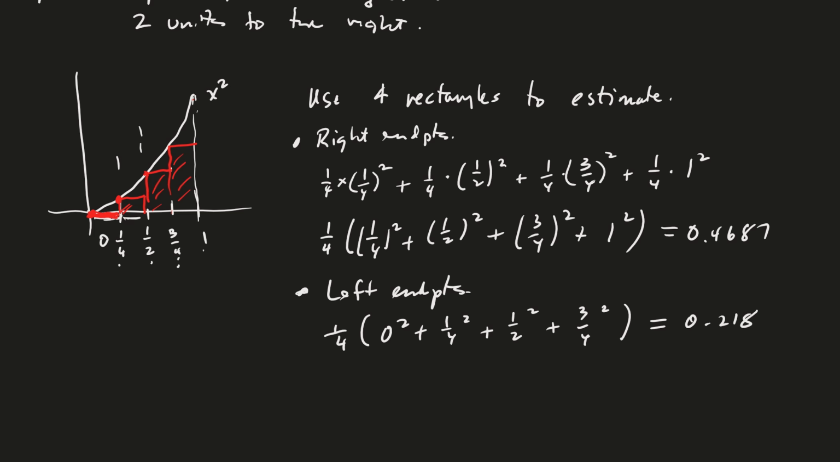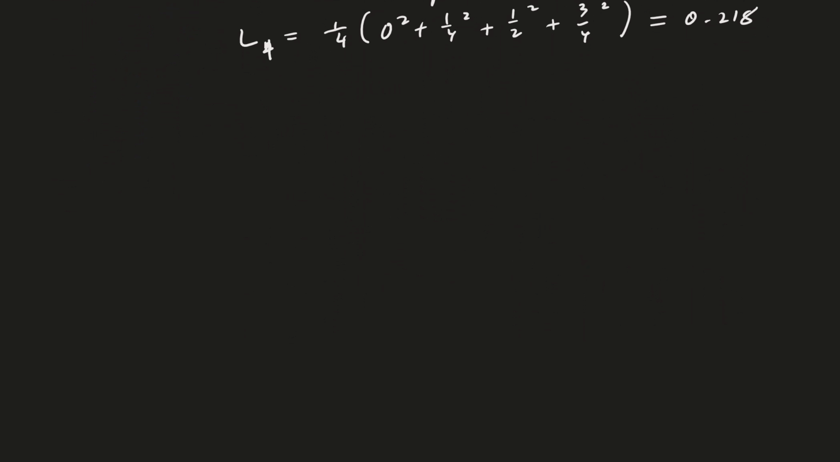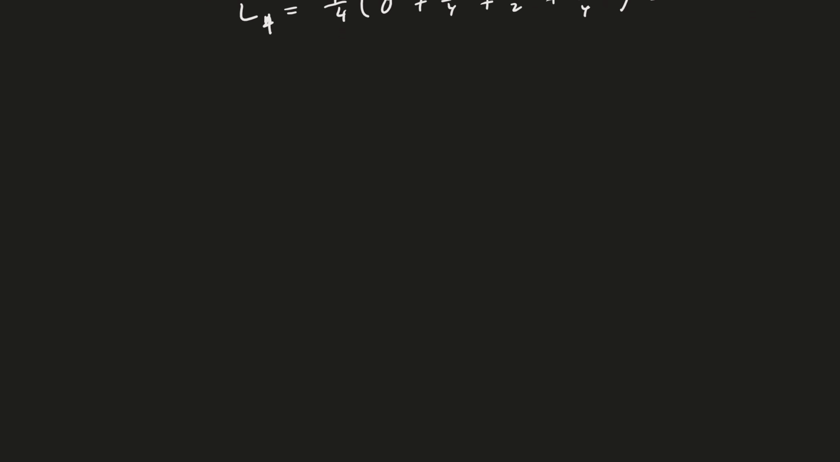Now, again, this was the left endpoints. Let's call this L sub 4, in fact, and this we'll call R sub 4, for left and right. Okay, if we take a look at a chart of the left and right endpoint areas, we can kind of see what's happening here. Let me pause while I write down this chart.